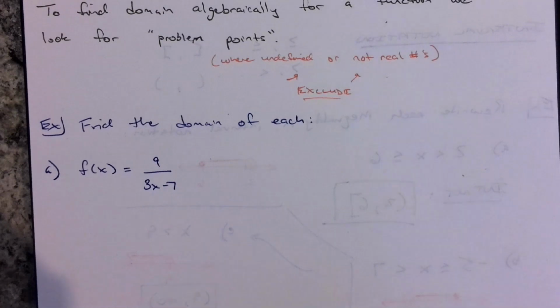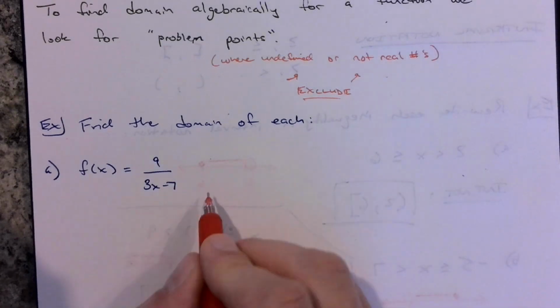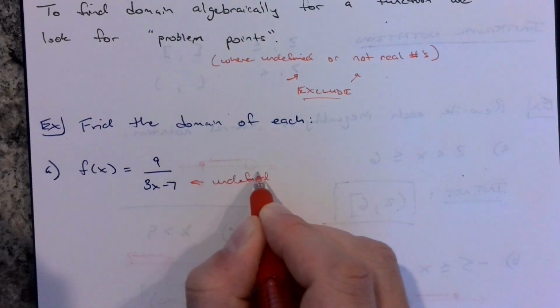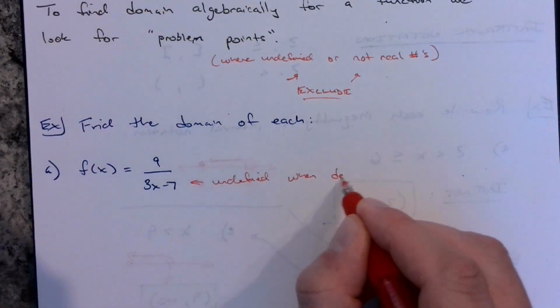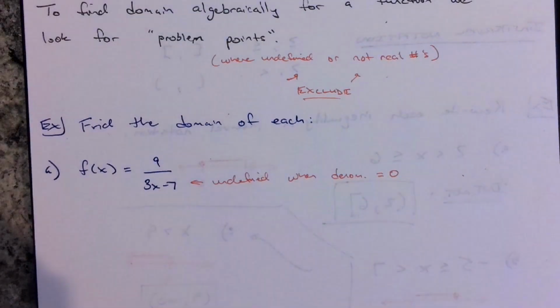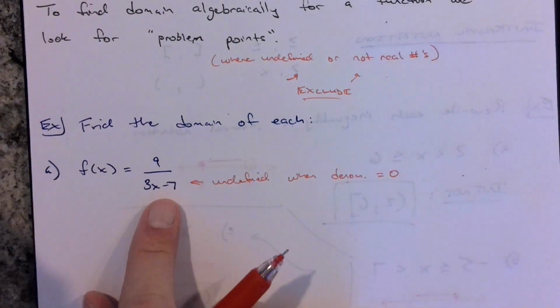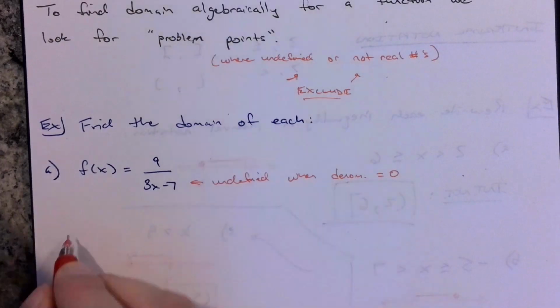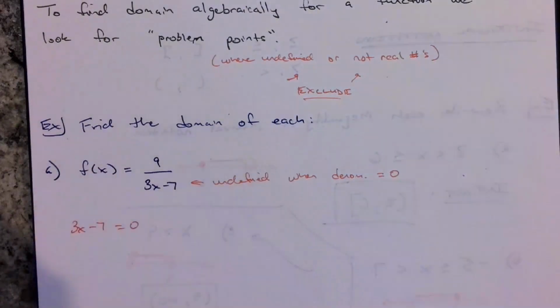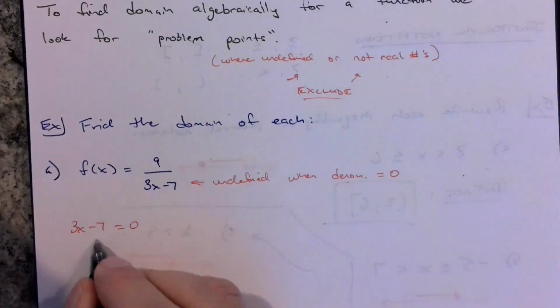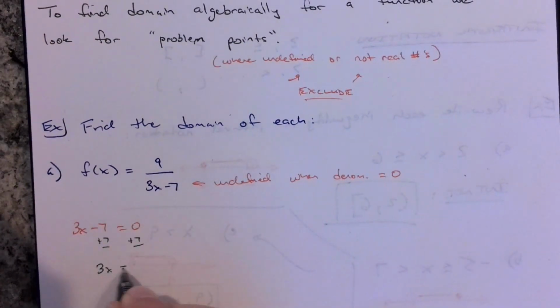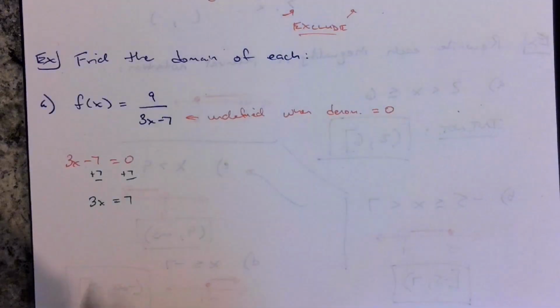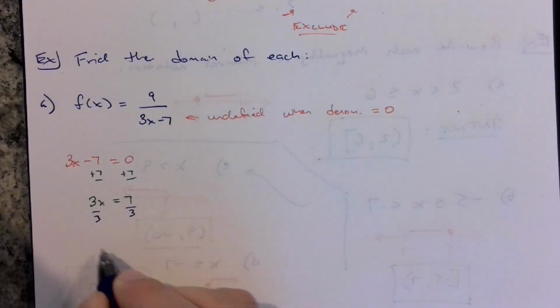When I'm looking at a fraction, it's undefined, right? When? Well, it's undefined when the denominator equals 0. So what I really want to do is figure out where 3x minus 7 equals 0, and then exclude the x values that cause that to happen. That's how I'm going to find the domain, because that's the problem point. The problem point is the one that makes this come out to 0. So I take 3x minus 7 and set it equal to 0, and I'm going to solve this. I add 7 to each side, I end up with 3x equals 7, and then we divide by 3. So I divide by 3 and divide by 3, and I get x equals 7/3.